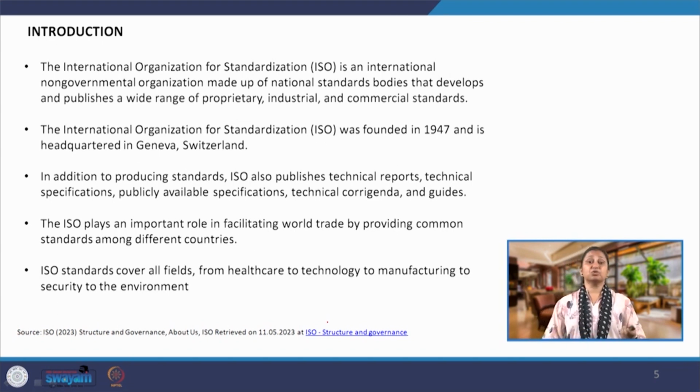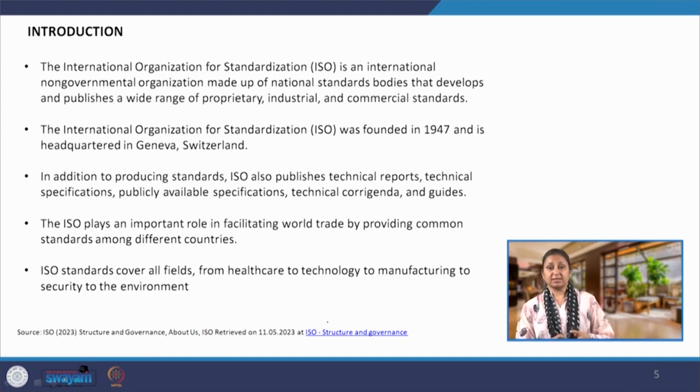In addition to producing the standards, ISO also comes up with reports from time to time, publicly available specifications, technical corrigenda and guides. So, they do not just publish standards, but a whole lot of series on technical matters. ISO as an organization has been instrumental and plays a vital role in facilitating world trade by providing common standards among different countries.